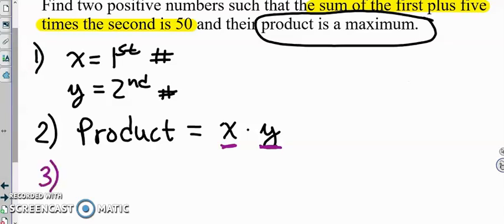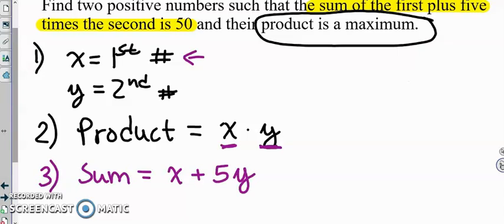So for the second equation, we're talking about the sum. Here we know that the sum, whatever that answer is, remember that's the answer to an addition problem, is the sum of the first number, which here is x, that's what we said right here, plus 5 times the second number. So 5 times y.